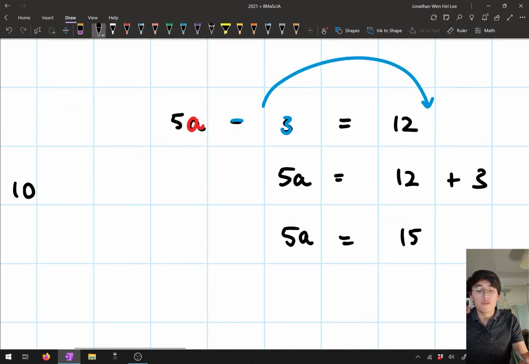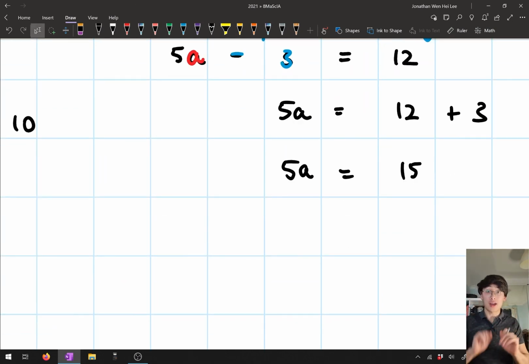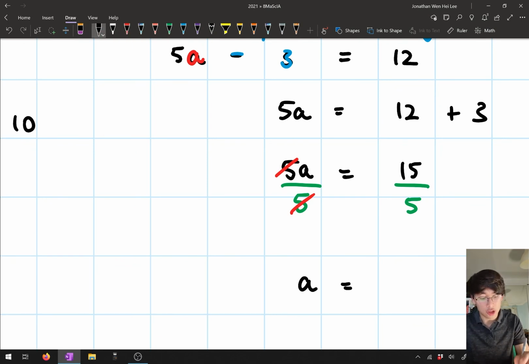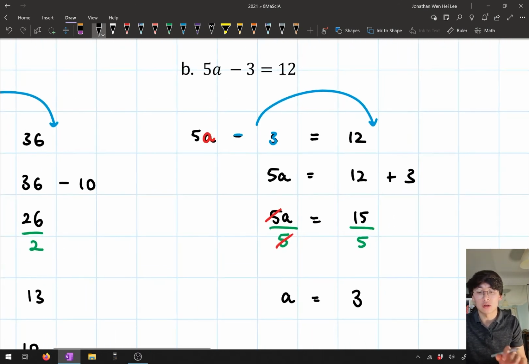And just like we did before, 5a is just 5 times a. So if I want to get rid of a multiplication, I need to divide. So I'm going to divide both sides by 5. I'm going to cancel these out. And so here I have a is equal to, well, 15 divided by 5 is actually equal to 3. And so my solution is a is equal to 3.